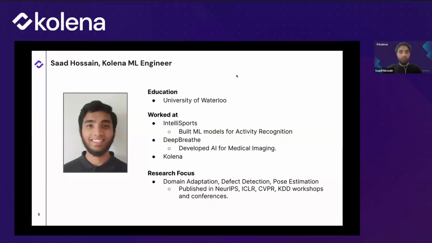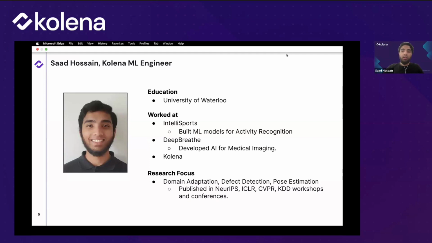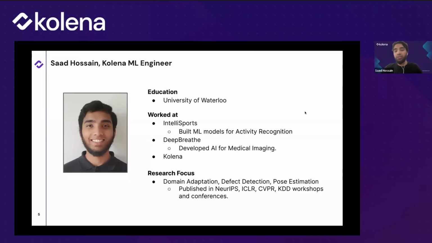So a little bit about me. I'm an engineering student at the University of Waterloo. And I have a good deal of experience working at a number of different startups that deal with machine learning problems, such as IntelliSports, where I built machine learning models for human activity recognition based on kinetic sensors. I also spent a good deal of time at DeepBreathe, which does a lot of medical imaging using lung ultrasound. And I developed some of their AI models as well as a good deal of their infrastructure. And now here I am at Kolena, where I'm looking to enhance the way we test models and ensure that we have the latest cutting edge practices in that.